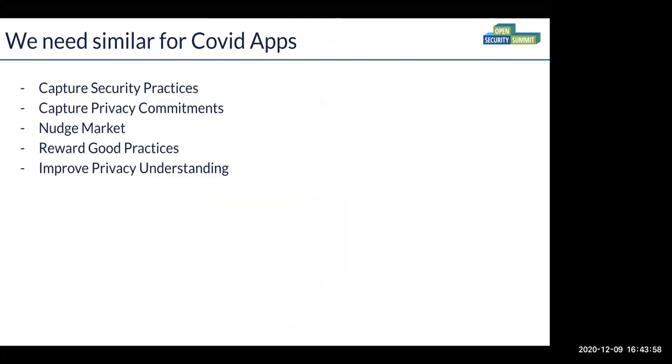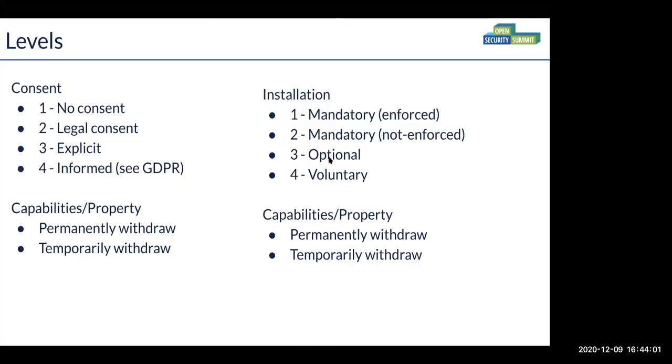Which could be quite cool. So what we looked at is, what are the levels that you have? In a way, if you, for example, would compare 5 COVID apps, what would be the difference? So you can go on consent. You go from apps that have no consent to also informed consent.